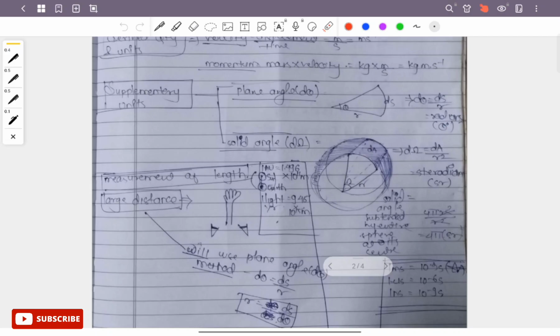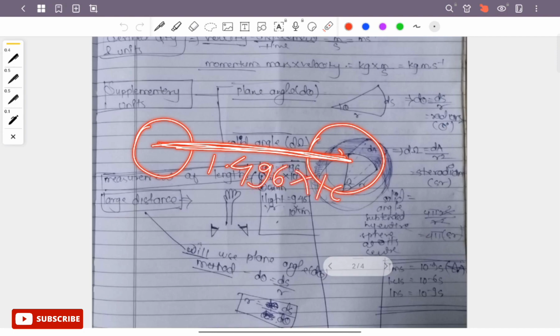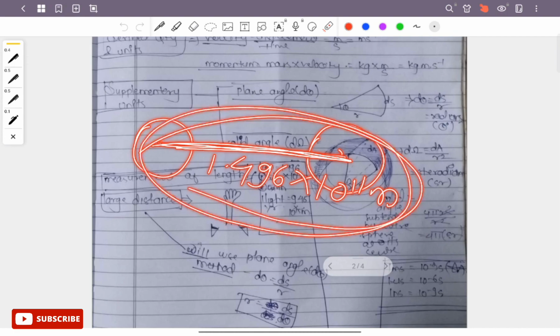Let's consider this is the sun, this is the center of the sun and the earth. So this is one astronomical unit and the length is 1.496 × 10^11 meters. This is the standard value for one astronomical unit.